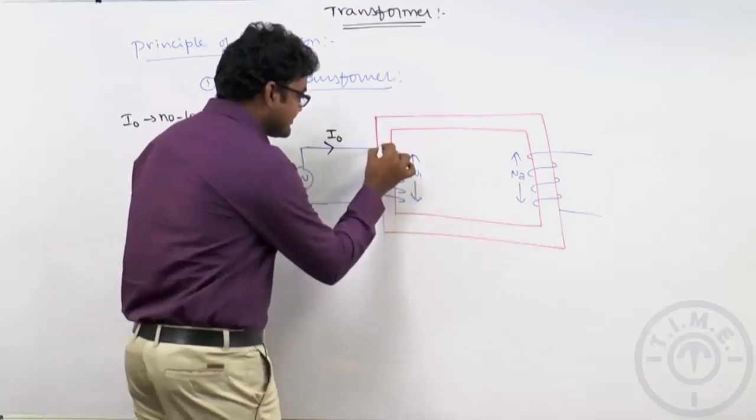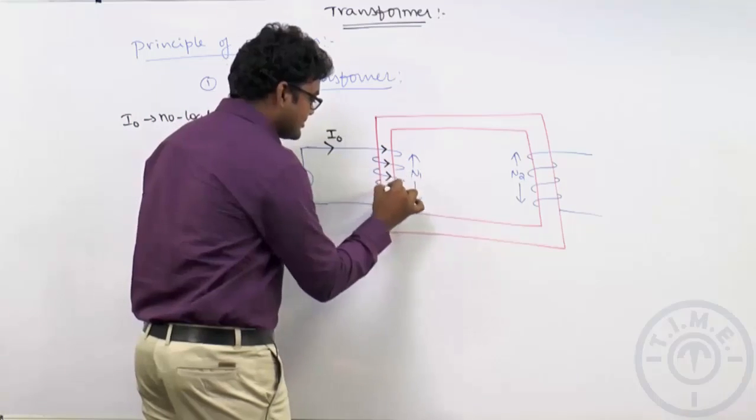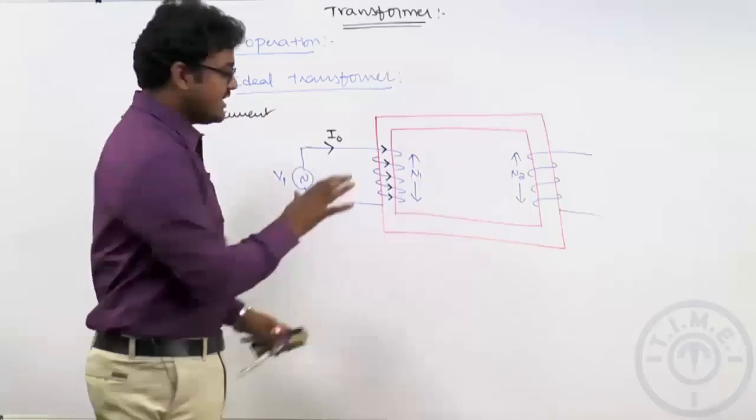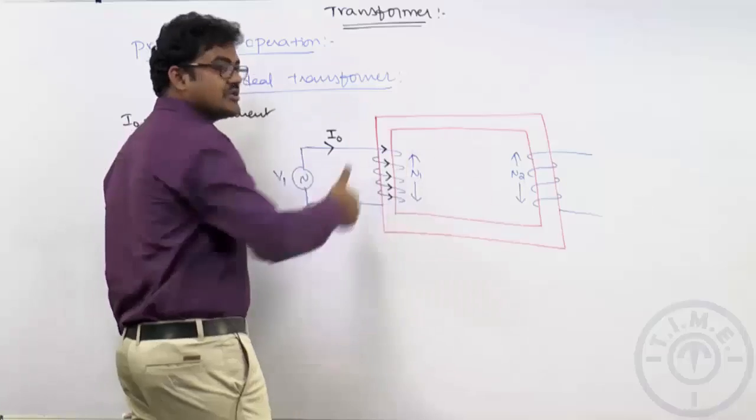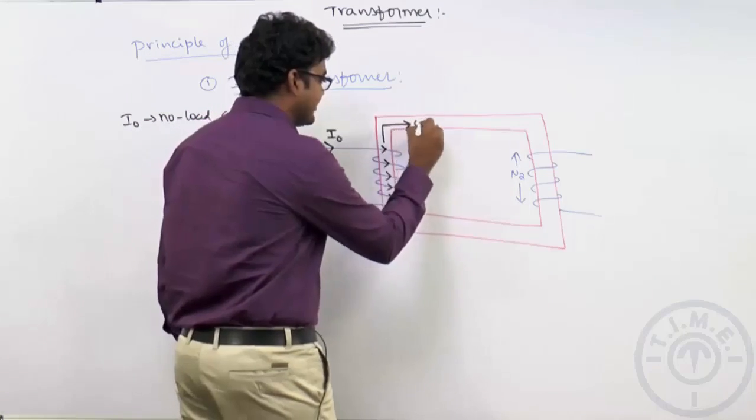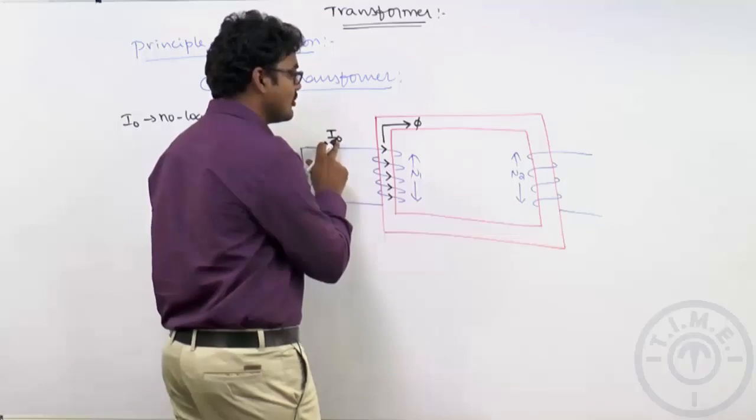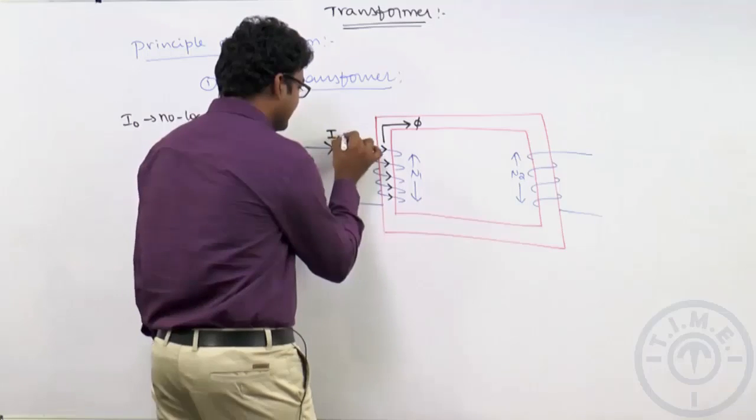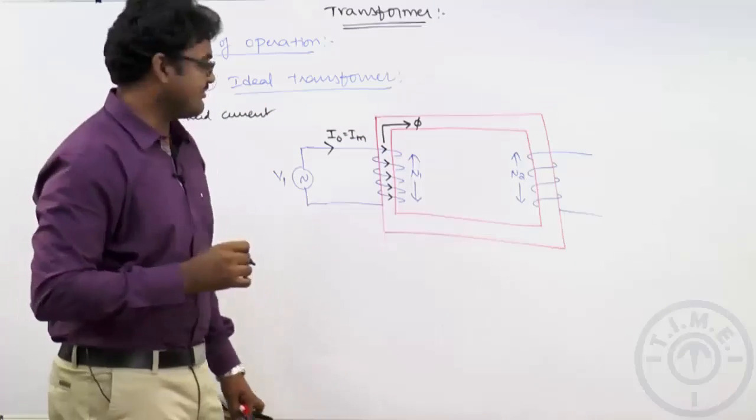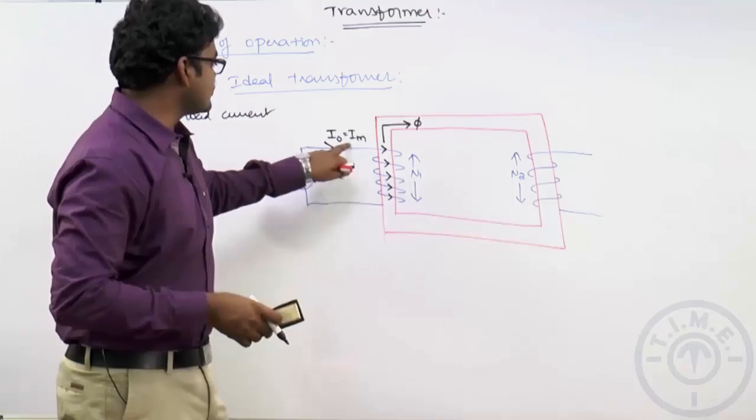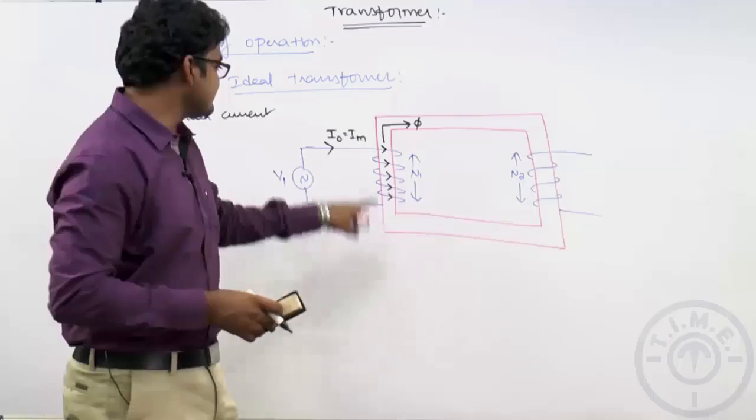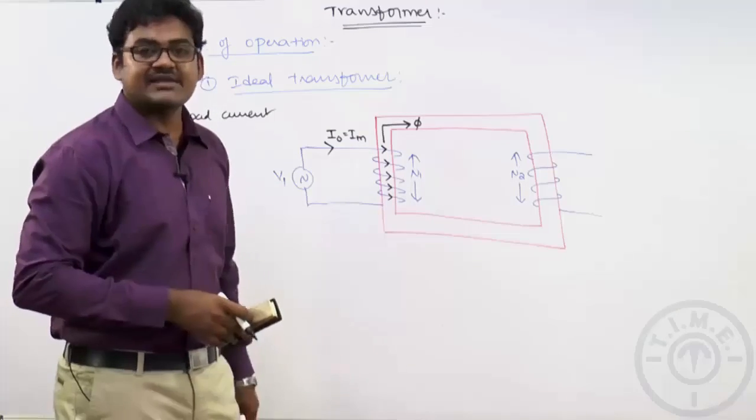Whenever current is passing, what will happen? Because a finite number of turns are there and current is also passing, obviously a magnetic field will be produced in this direction. Assume this is the direction of the magnetic field which is produced by this no load current. Or simply we will also call this no load current the magnetizing current. Why? Because the current was drawn only for the purpose of creating the magnetic flux. That is why this current is known as magnetizing current.